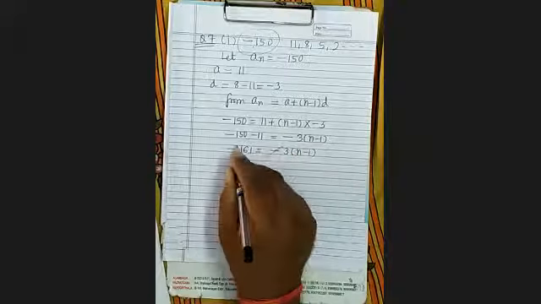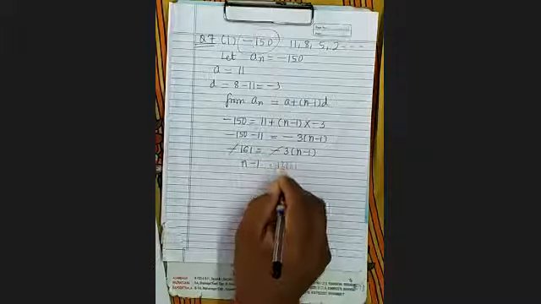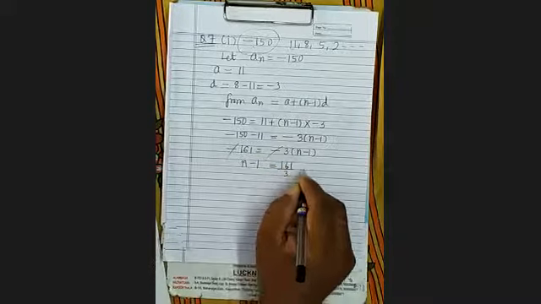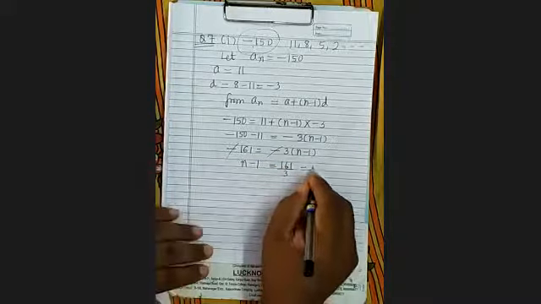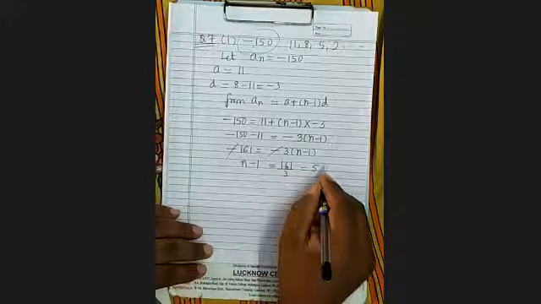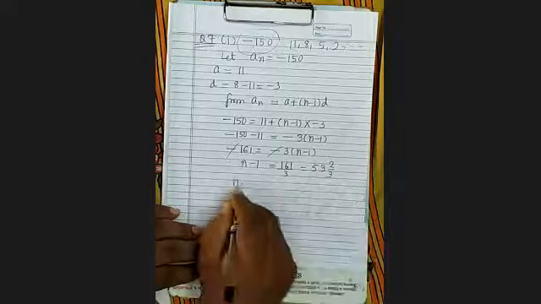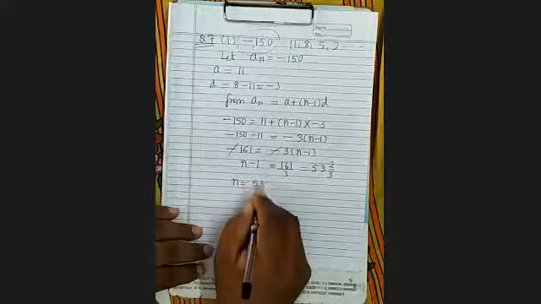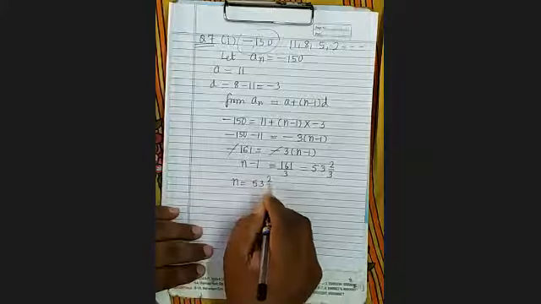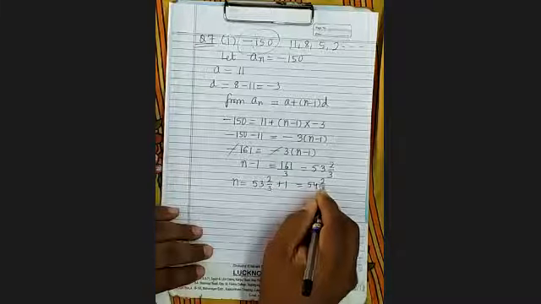So minus and minus cancel. It's clear. So 3 fives are 15, 1. Then 3 threes are 9. So n equals 53 whole 2 by 3 plus 1. That is 54 whole 2 by 3.